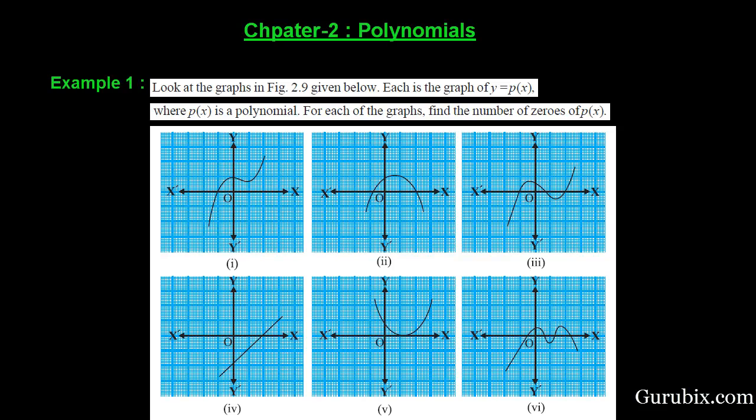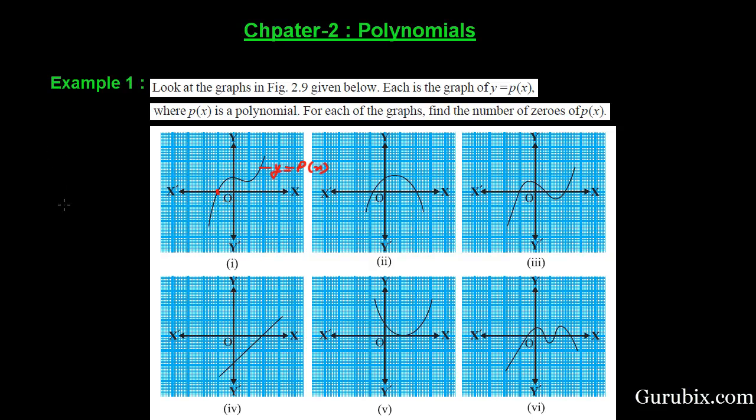So let us find the technique. How can we do it? Let us start with the graph given in part 1. In this graph we observe that this curve is a graph of y equals p(x), and this y equals p(x) intersects the x-axis at one place. Therefore we can say that the number of zeros of the polynomial p(x) is 1.